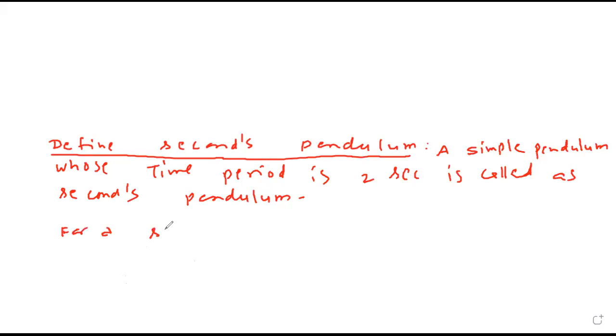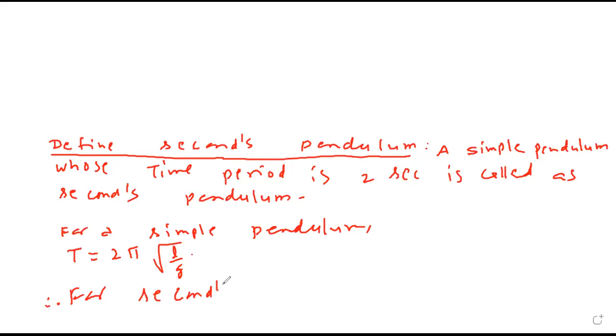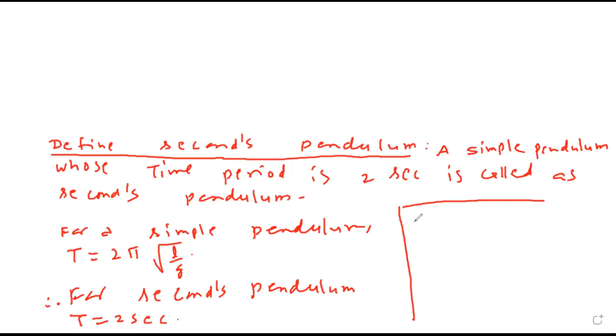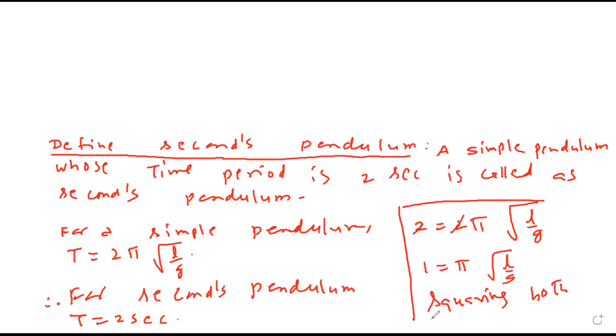For a simple pendulum, we know the time period is 2 pi root L by g. Therefore, for a seconds pendulum, the time period will become 2 seconds. So we can say 2 equals 2 pi root L by g. 2 cancels, 1 equals pi root L by g. Squaring both sides, we get 1 equals pi square L by g. Therefore, L equals g upon pi square.